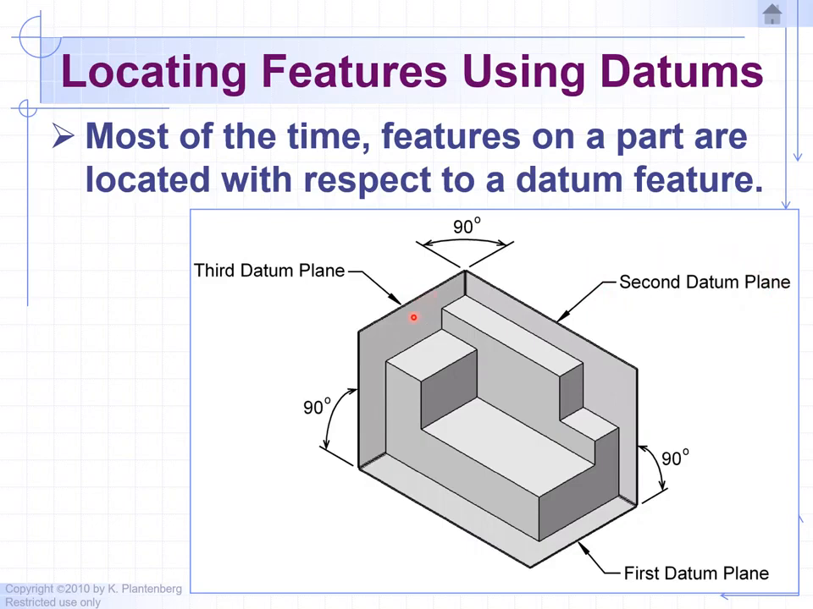And the third datum plane is going to also be perpendicular to the base, our first datum, and to our second datum. Okay, so this has less surface area than the other two, so we'll call this our tertiary or our third datum plane.